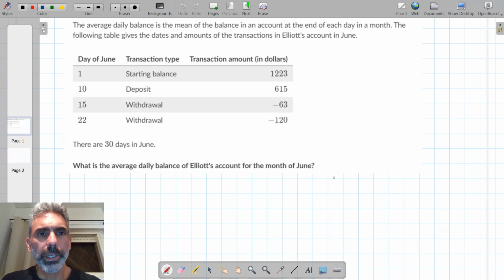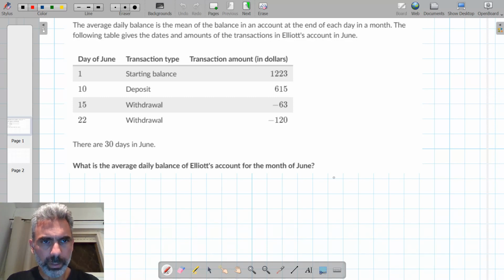The average daily balance is the mean of the balance in an account at the end of each day in a month. The following table gives the dates and amounts of the transactions in Elliot's account in June.